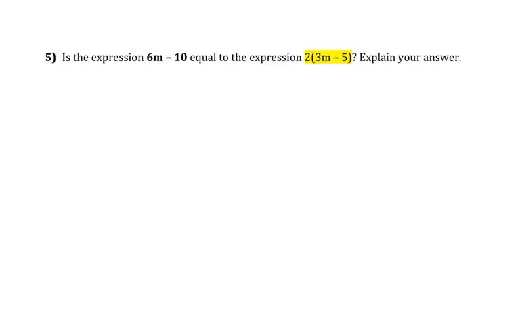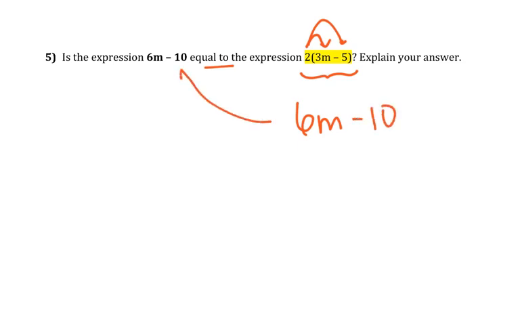Okay, number 5. Is the expression 6m minus 10 equal to the expression 2 times 3m minus 5? In order to answer that question, I would have to simplify that right there and see if it's the same thing. So 2 times 3m, that means I've got 3m and 3m. I've got two of them, so that's 6m. And 2 times negative 5, that's negative 10. Is that the same thing? Yes. And so the easy part of this question is to say yes.